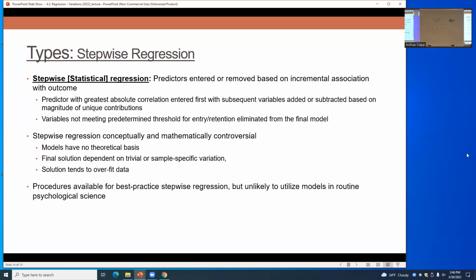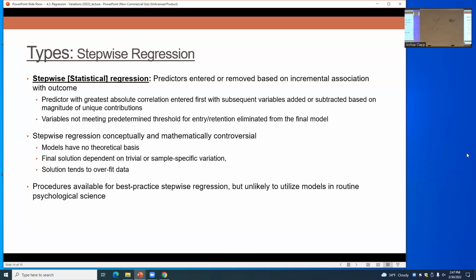Because it's atheoretical, I don't care. I have no reason to expect these things. These are just the data that I have to try and predict some outcome, okay? Our final solutions here can sometimes be dependent, and are often going to be dependent, on some trivial or sample-specific variation. Let's say I've got two variables.